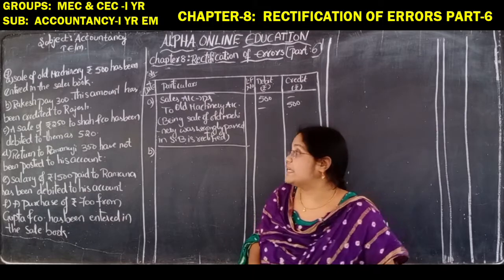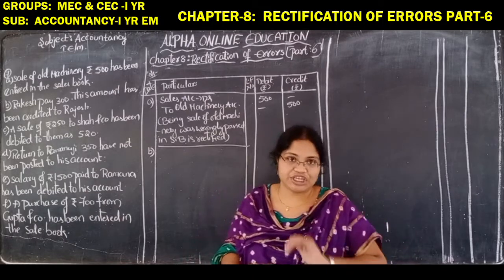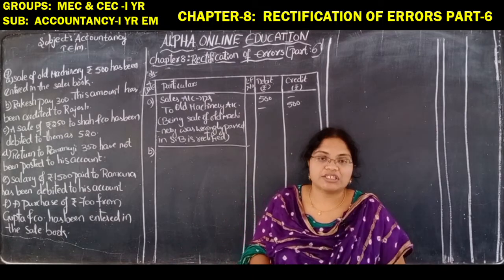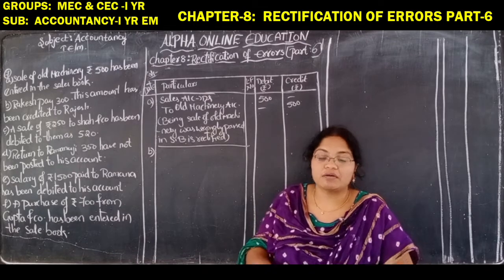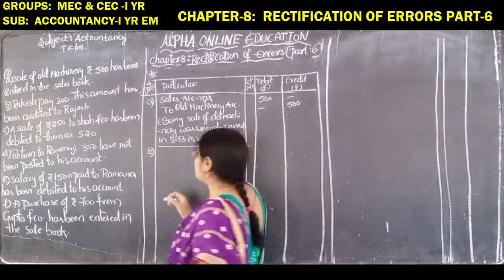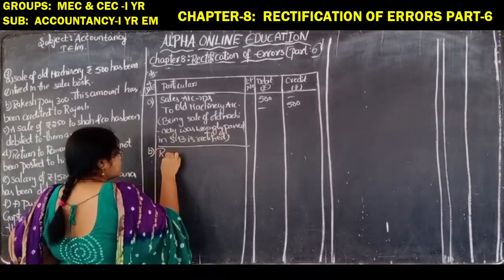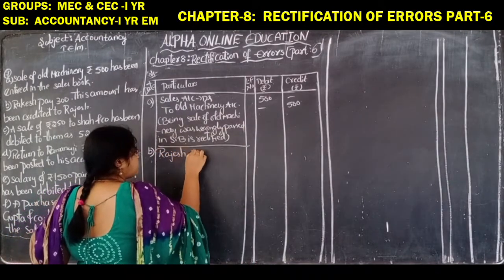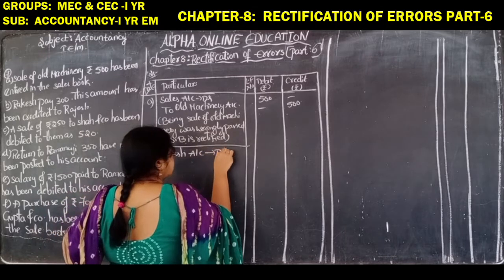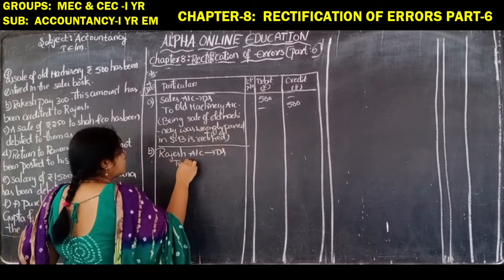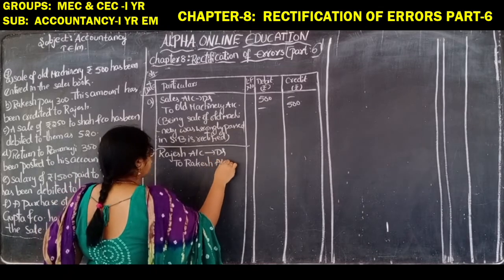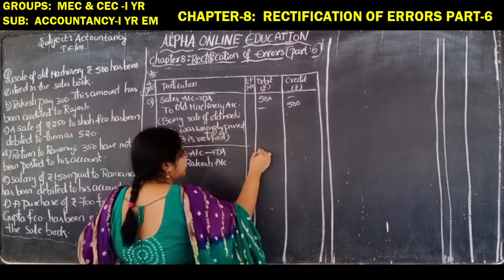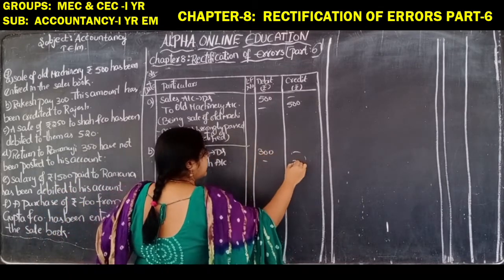Instead of writing Rakesh, they have written Rajesh. They credited the Rajesh account. Now we are going to debit the Rajesh account in order to balance it. Okay, now what I am going to write, Rajesh account debtor to Rakesh account. What is the amount? 300 rupees and 300 rupees.